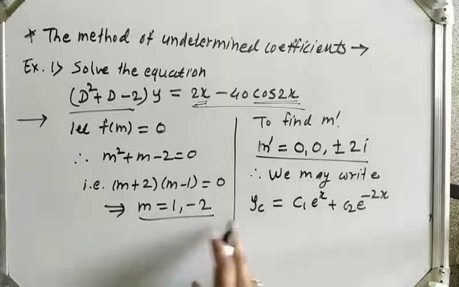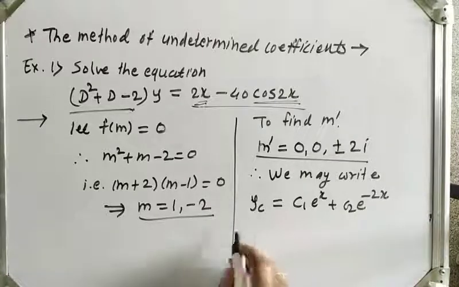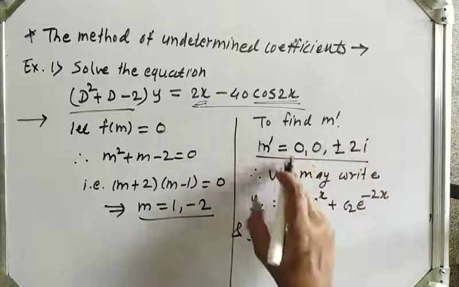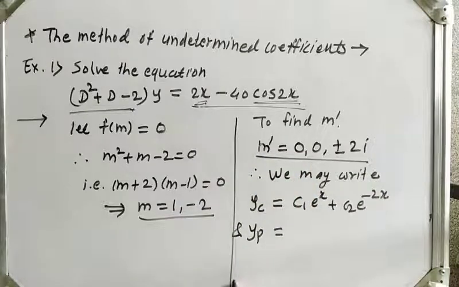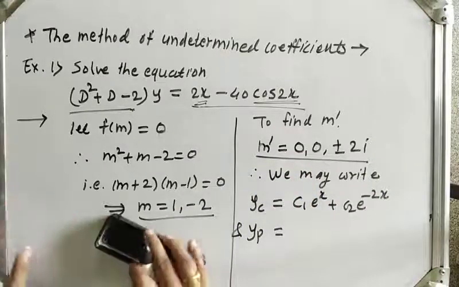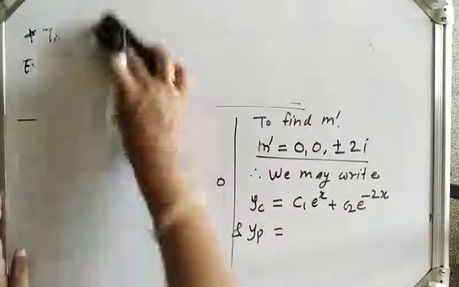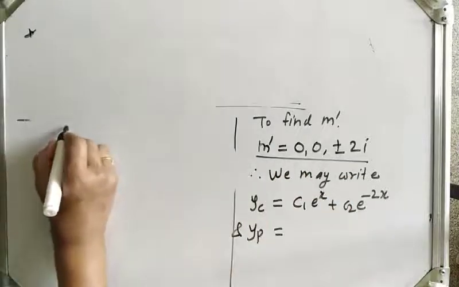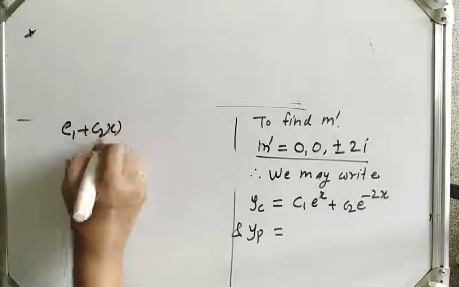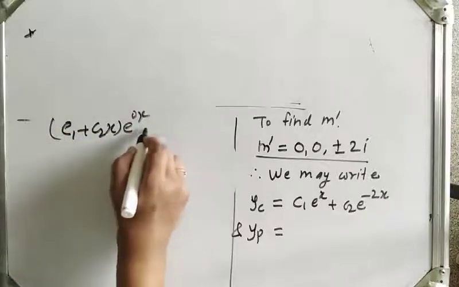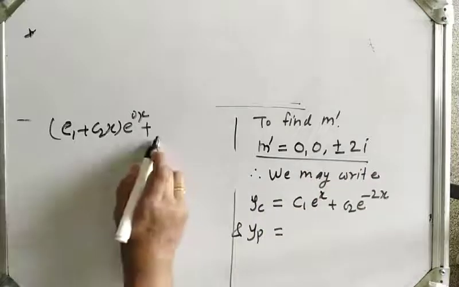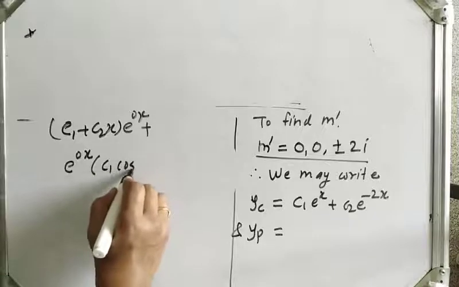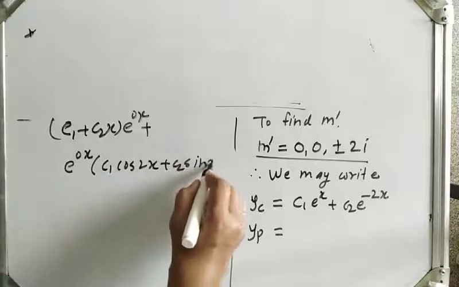Okay, from this m, this is the complementary function. And we will write the particular integral yp from this m dash. Now how to write it? Look here, our m dash is 0, 0, so its solution we can write as c1 plus c2x, e raised to 0x, plus, minus 2m is plus, e raised to 0x, c1 cos 2x plus c2 sin 2x.